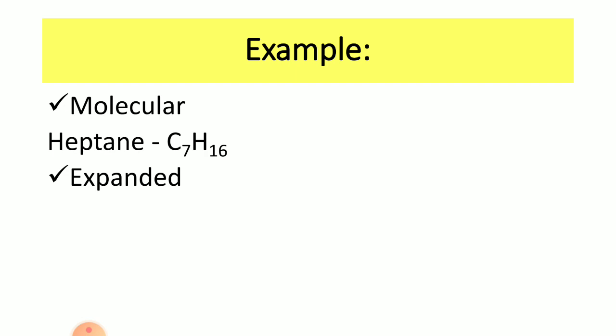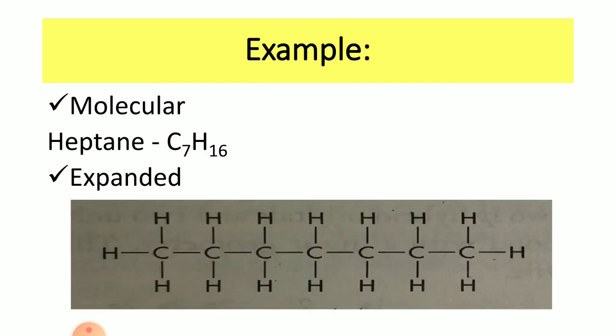Next is the expanded. The expanded structural formula shows how the hydrogen atoms are arranged around a carbon atom. For instance, let us take heptane. This is the expanded structural formula of heptane. As we can see, the 7 carbon atoms are bonded to 16 hydrogen atoms. So that is the expanded.